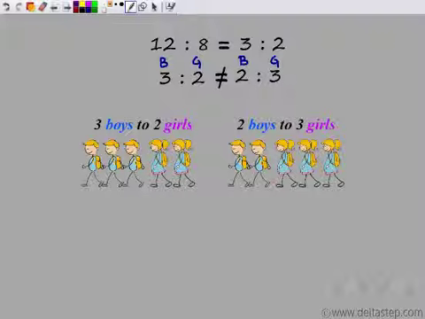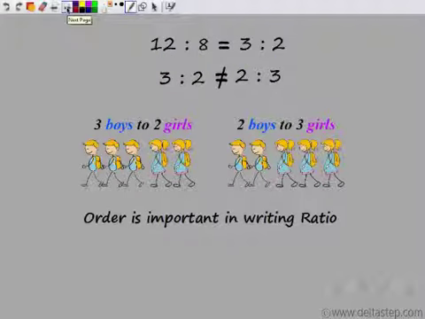Whereas what does this mean? This means that in 2 plus 3, that is 5 again, in 5 students you would have 2 boys and 3 girls. So it is not the same. Do not invert the numbers. That does not remain the same. So remember that. Order is important while writing the ratio. Just see what you are trying to express and then correctly write the order.